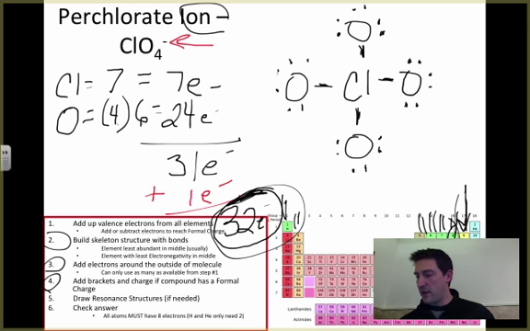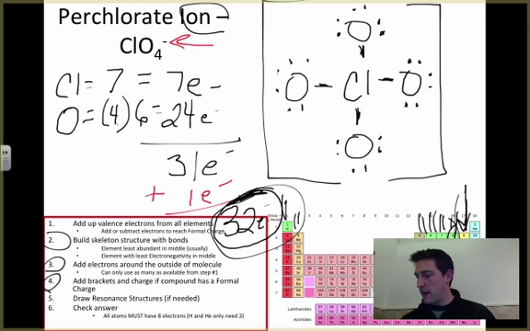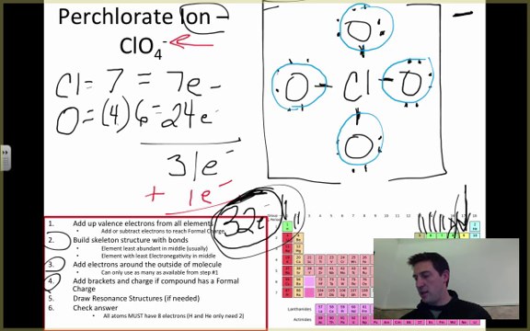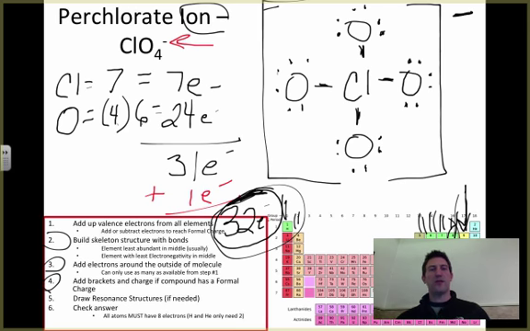I add brackets if I need to, which I do because it has an overall negative charge, if it will allow me to do so. Put my other bracket over here. And this has an overall negative charge, so I put the negative up there. I check my answer. All of them should have 8 valence electrons around. This oxygen has 8, this oxygen has 8, this oxygen has 8. Same here. And the chlorine is 2, 4, 6, 8. Everybody's happy. If I clear those off, this is my structure for the perchlorate ion.